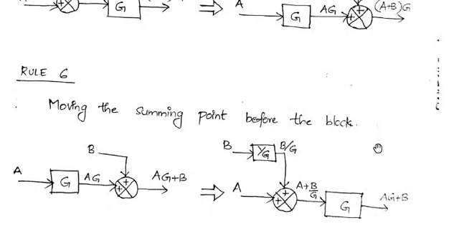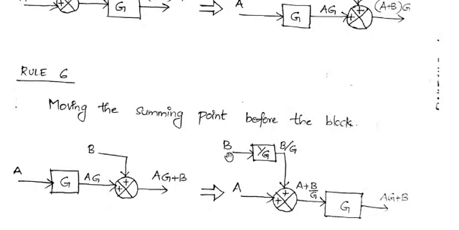A plus B into G means AG plus BG, but the final output that we actually require is AG plus B only. It's not AG plus BG. So the output that we actually require is AG plus B. That means we cannot provide B as such to the summing point. If we provide B as such to the summing point, the final output would be AG plus BG. But what we require is AG plus B only, right?